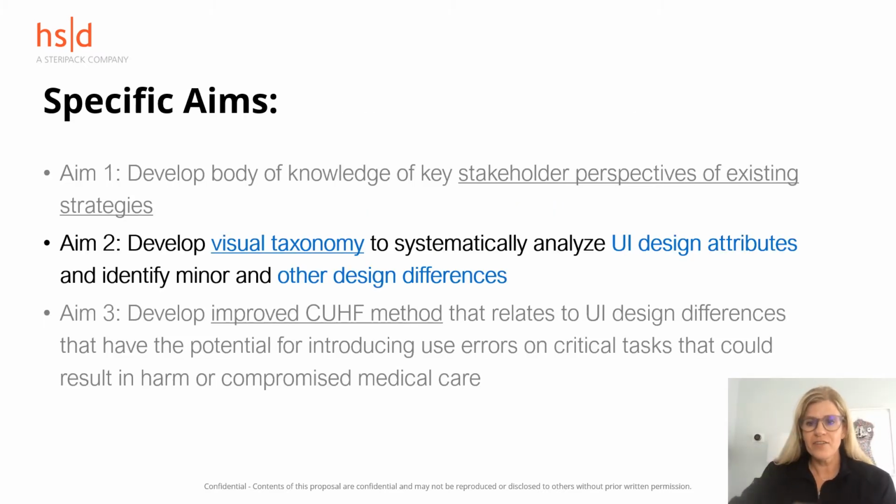As Melissa covered AIMS 1 and 3, my goal is to dive deeper into AIM 2. AIM 2 is the development of a visual taxonomy to systematically analyze user interface design attributes and identify minor and other design differences. They say that a picture is worth 1,000 words, and we're going to find out if that has application for comparative use human factors.